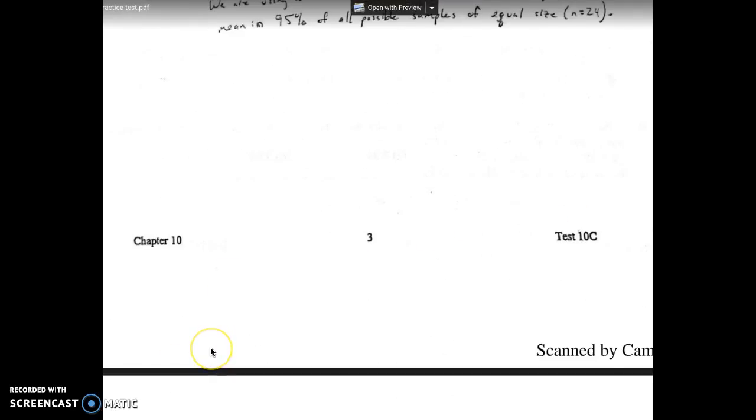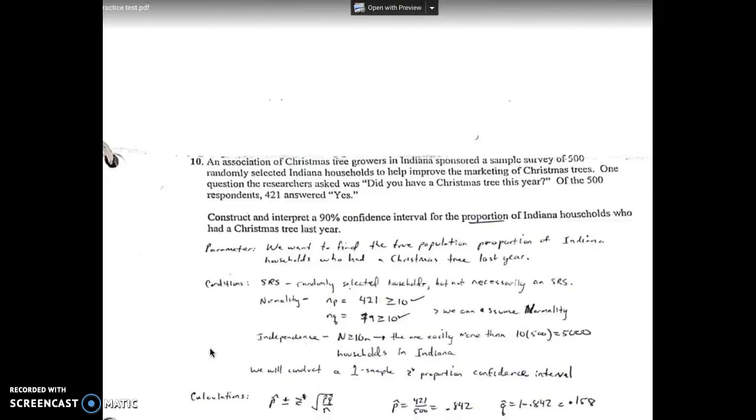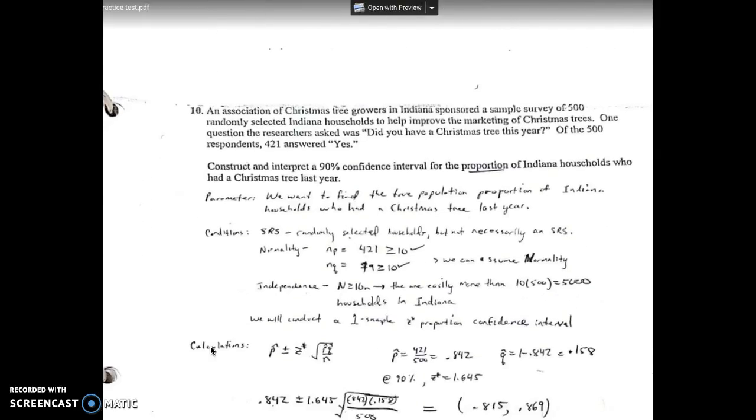And moving on to question 10. An association of Christmas tree growers in Indiana sponsored a sample survey of 500 randomly selected Indiana households to help improve the marketing of Christmas trees. One question the researchers asked was, did you have a Christmas tree this year? Of the 500 respondents, 421 answered yes. And we're doing a 90% confidence interval for the proportion of households who had a Christmas tree.